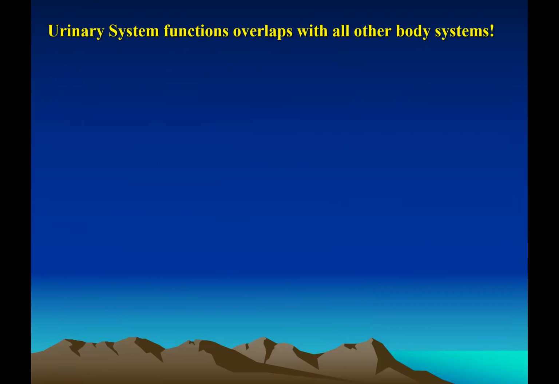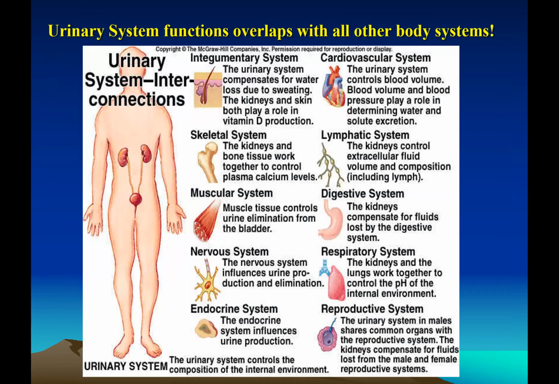So this picture is very interesting. That shows how the urinary system works hand in hand with all the other body systems you've studied. For example, it works with the integumentary system. So both of them will compensate for water loss by sweating or urination, right? And both of them have a role to play in vitamin D synthesis.